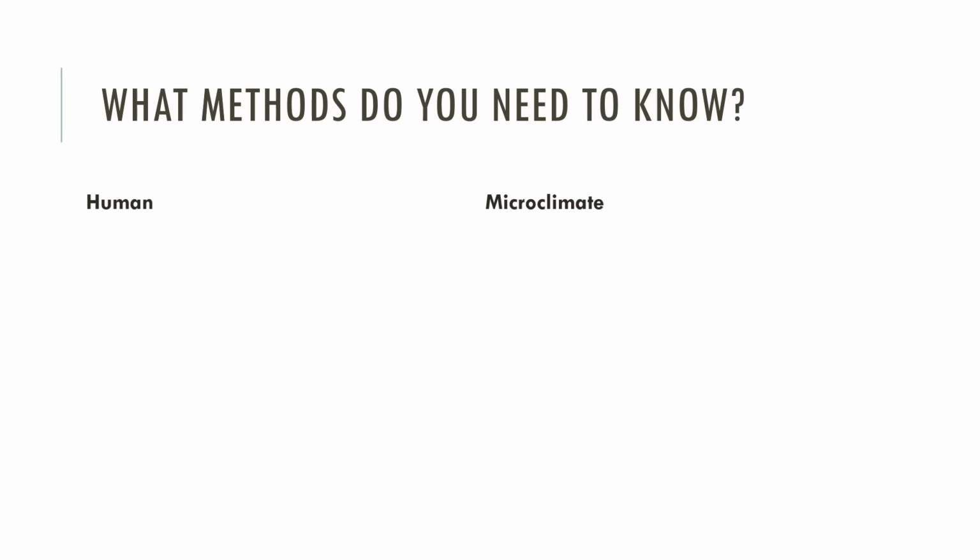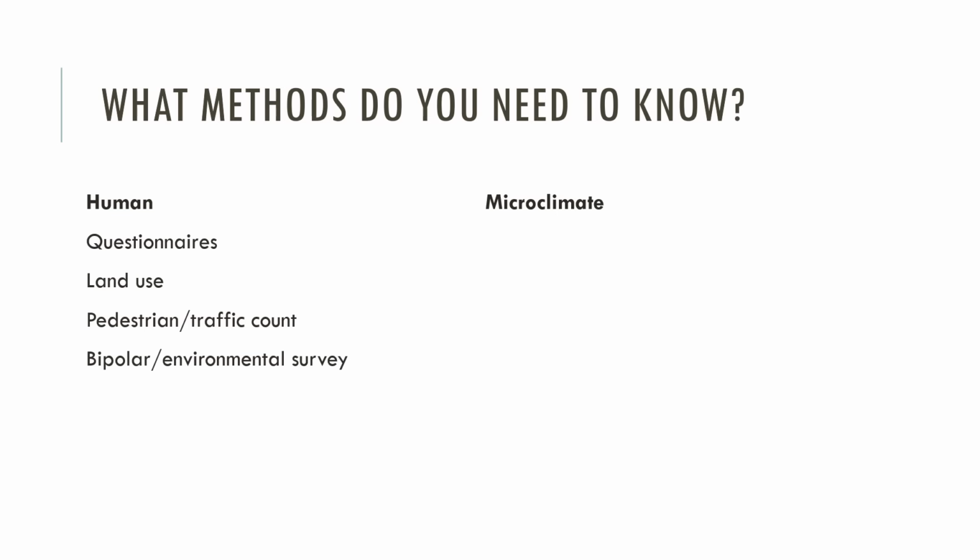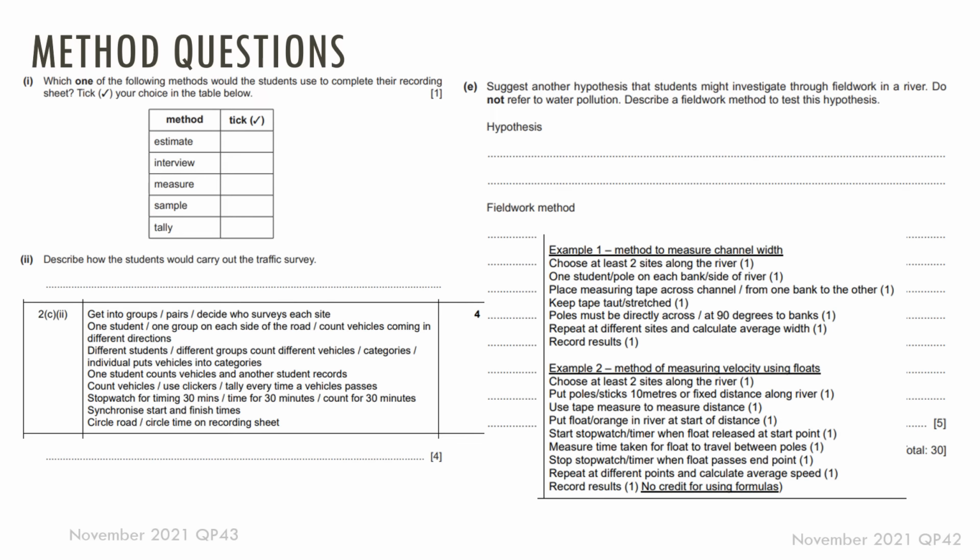Whereas in human investigations, this could be anything from a tourism to a population assessment investigation. Questionnaires are really important. Land use, how to calculate pedestrian traffic counts, bipolar or environmental survey, pollution levels, and microclimates. And I made another video about this, but again, this is perhaps a very technical one that, through lots of practice, will help you. How to calculate temperature, cloud cover, wind speed, pressure, sunshine. So you can see that there is huge variety in what you need to learn.